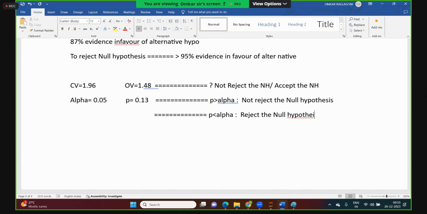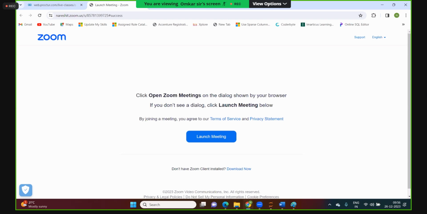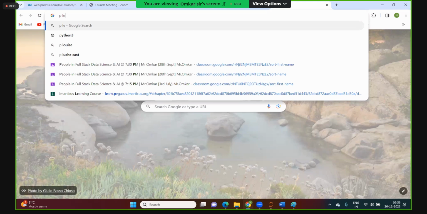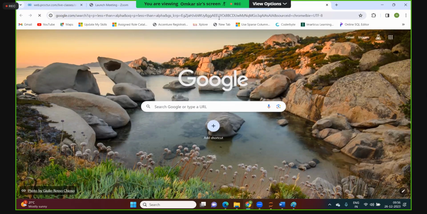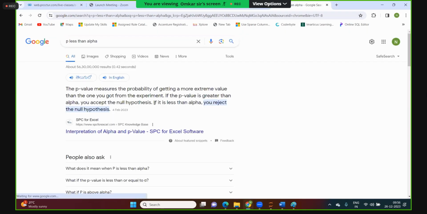Now Google it. Just type it: what is p less than alpha? The answer is: it is less than alpha, so what are you doing? Reject the null hypothesis. That's it. That is the mantra. P less than alpha means what? Reject the null hypothesis. But what is P?